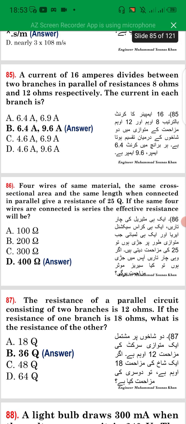Four wires of the same material, the same cross-sectional area and the same length, when connected in parallel give a resistance of 25 ohms. If the same four wires are connected in series, the effective resistance will be 100 ohm, 200 ohm, 300 ohm, or 400 ohm.